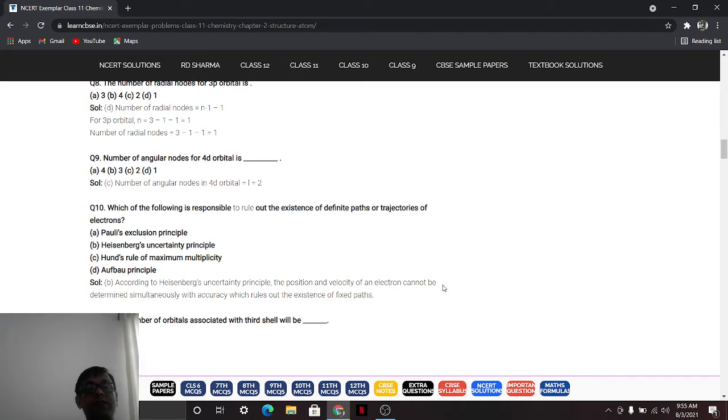Which of the following is responsible to rule out the existence of definite paths or trajectory of electrons? Not Pauli exclusion principle, it is Heisenberg's uncertainty principle. According to Heisenberg's uncertainty principle, the position and the velocity of an electron cannot be determined simultaneously with accuracy, which rules out the existence of fixed paths. Therefore, the answer is B.